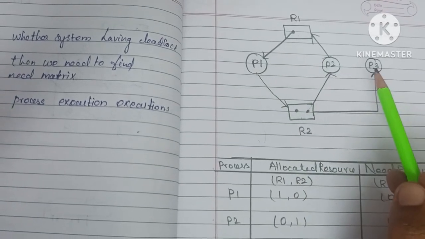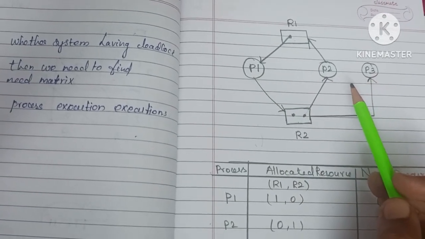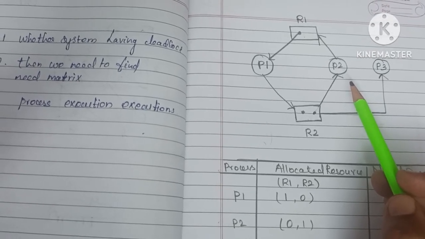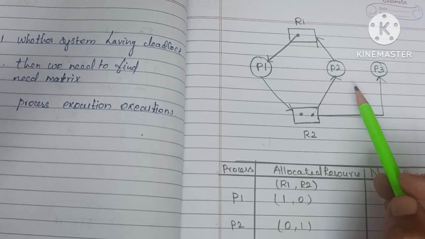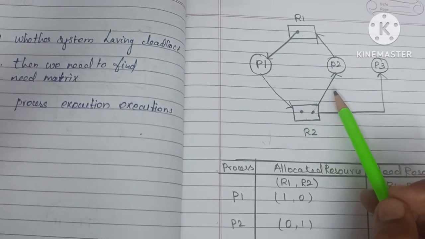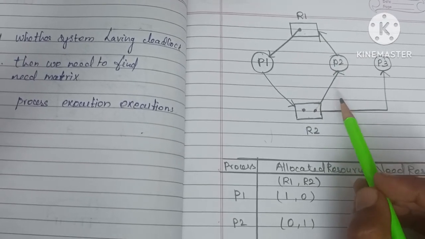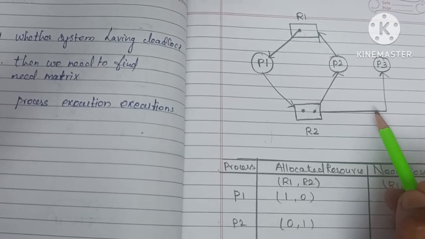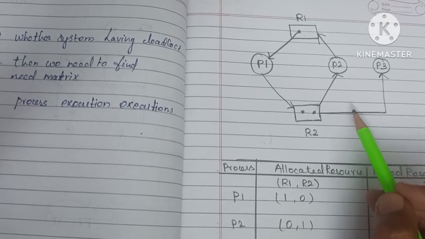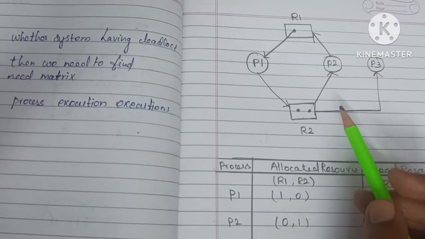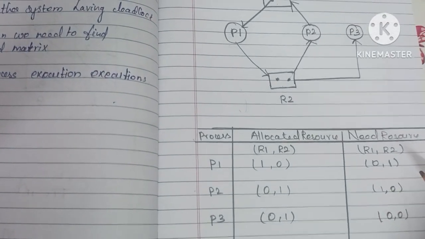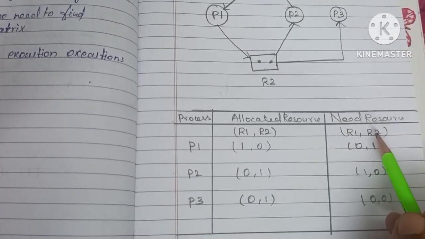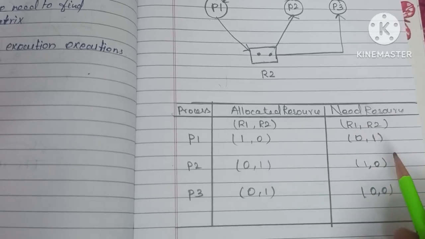According to our deadlock condition, if there is a cycle and the resources are single instance, there will be a deadlock. Suppose there is a cycle but the resources are multiple instance resources, then there is a possibility of both deadlock and non-deadlock. So in this situation, to find the deadlock, by drawing this table and calculating the allocated resources and needed resources, we can find whether our system has a deadlock or not.